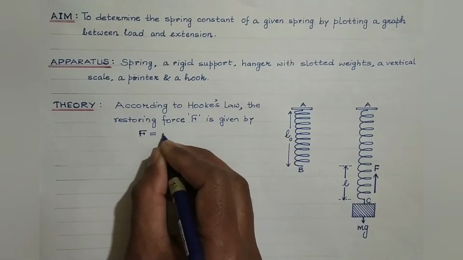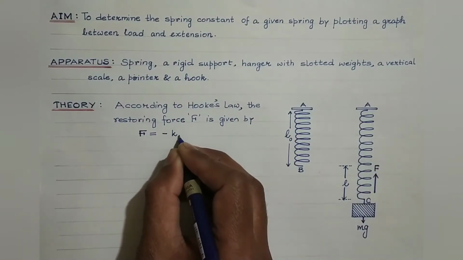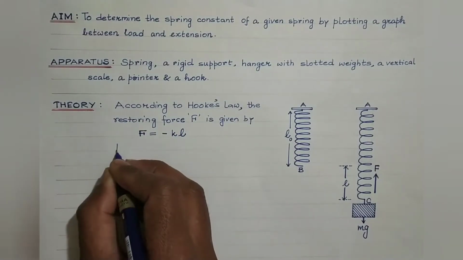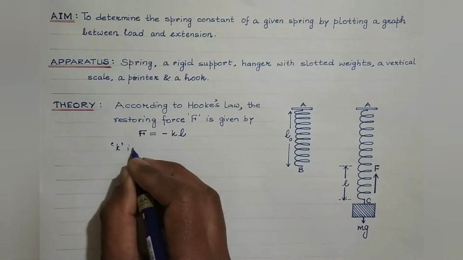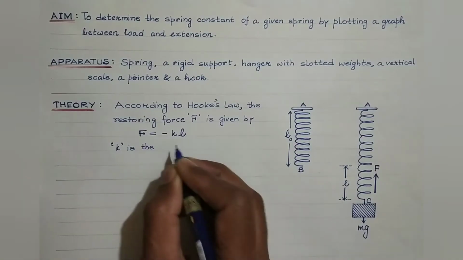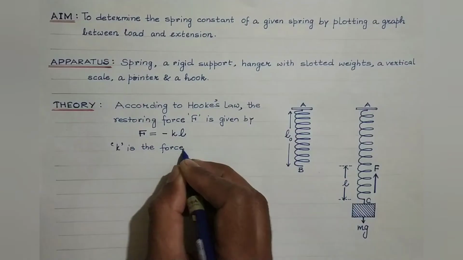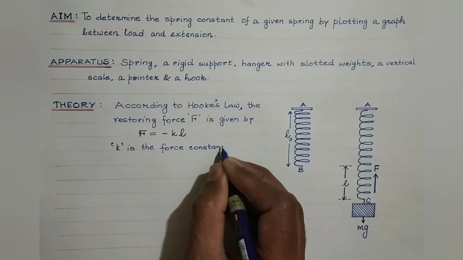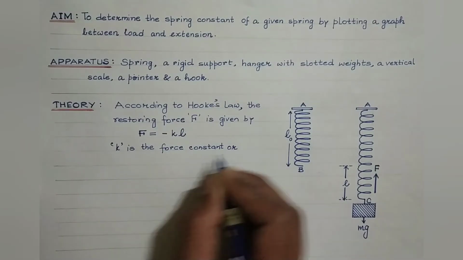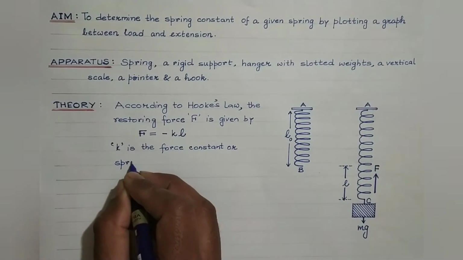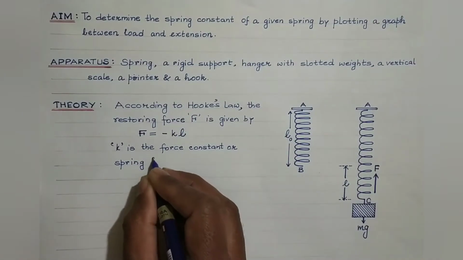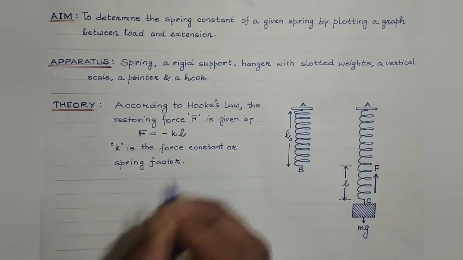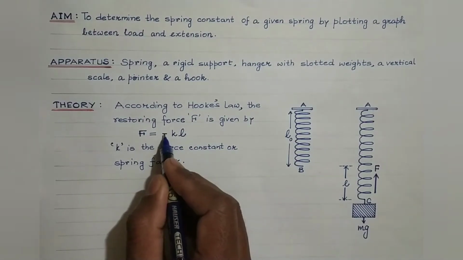minus KL. Now students, this negative sign indicates that while the extension in the spring takes place downwards, the restoring force acts upwards, that is, in the opposite direction. And here K is the constant of proportionality, which is known as the force constant, or also known as the spring constant or the spring factor. It is actually the restoring force set up in the spring per unit extension. That is how the spring constant is defined.